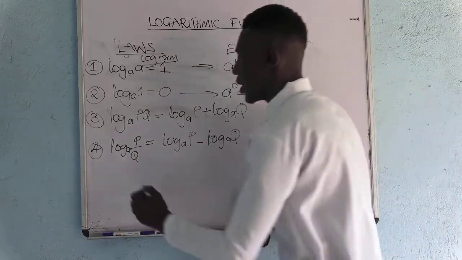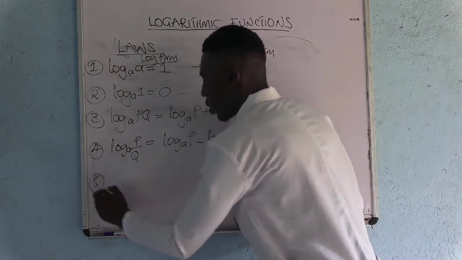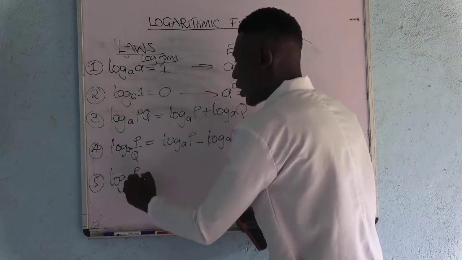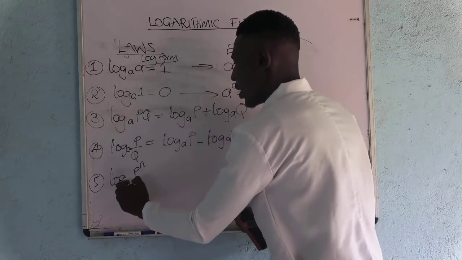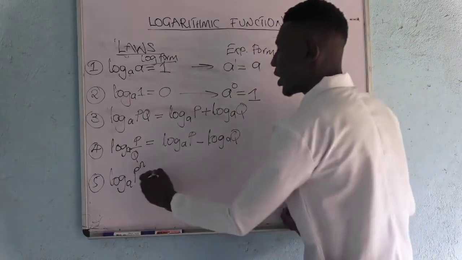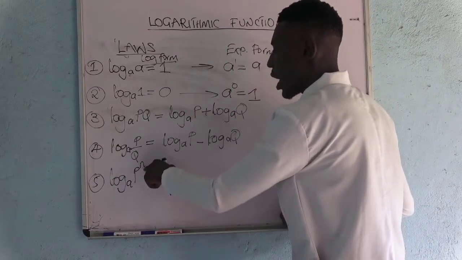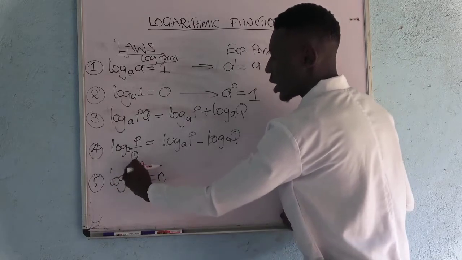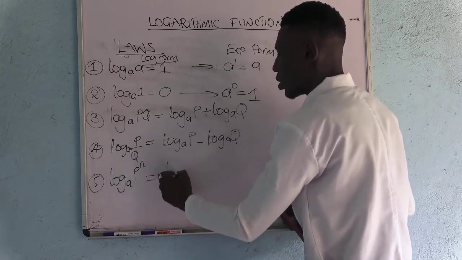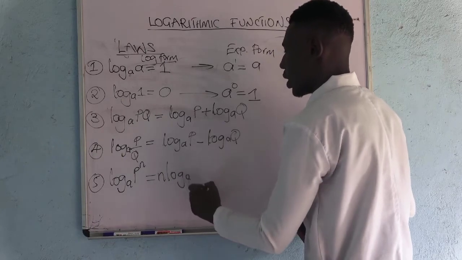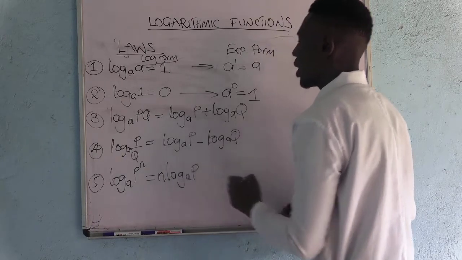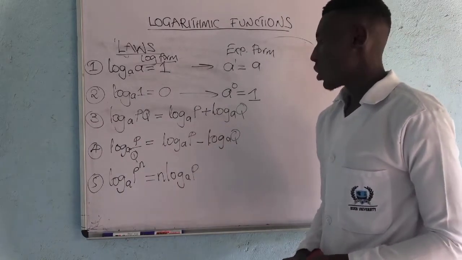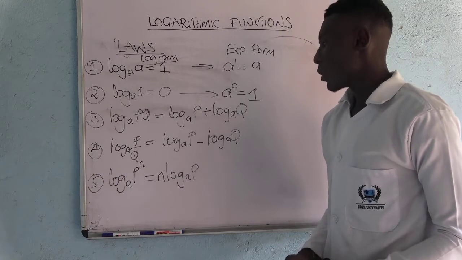Then the fifth one is when you have log of p raised to the power n base a. What you're simply going to get there is this power, this exponent, will come there in front. Then whatever is remaining will be written the way it is, which is log of p base a, like that. Okay, so these are the rules that you are supposed to follow for logarithmic functions.